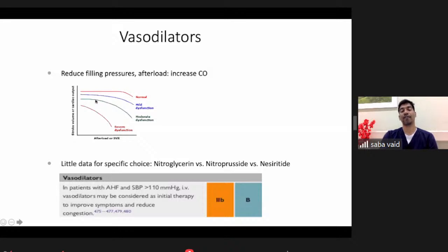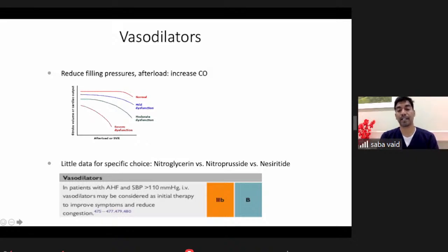But then you have a failing heart. Now let's say there is a severe dysfunction. The LV is already struggling to contract and pump the blood out. When the blood pressure increases, obviously it is struggling to pump against a higher blood pressure, a higher afterload, and the stroke volume steadily declines with an increasing afterload or an increasing systemic vascular resistance. Now, this is where your vasodilators come into play. When you decrease your afterload, you make life easier for your left ventricle, the contractility gets better, and thereby the stroke volume can improve.